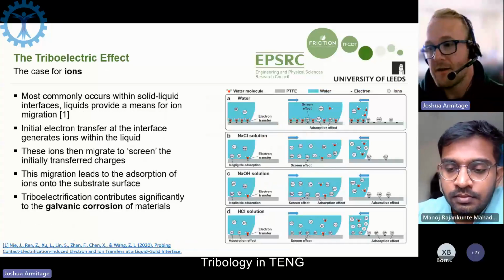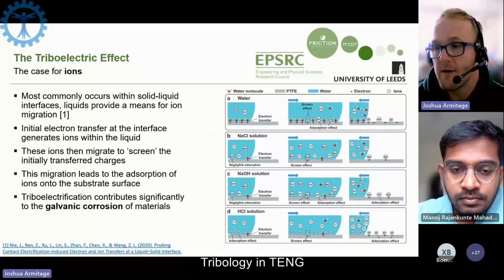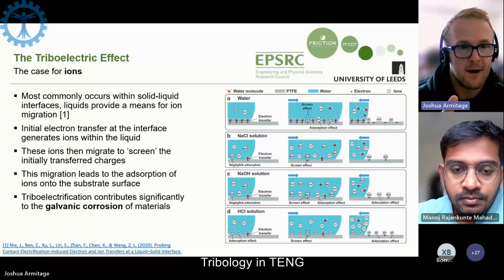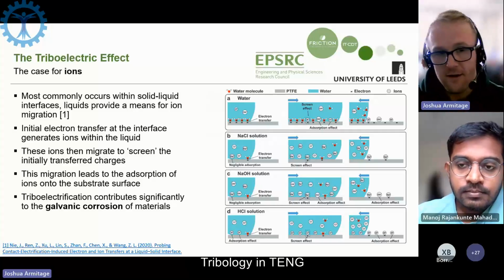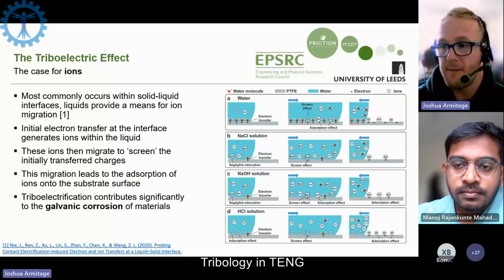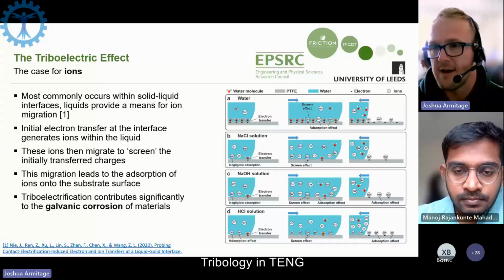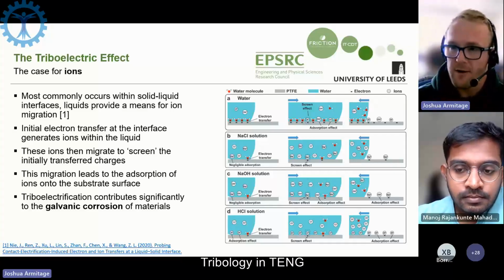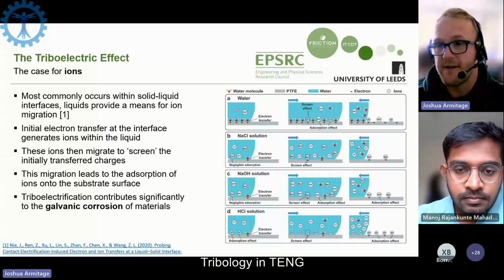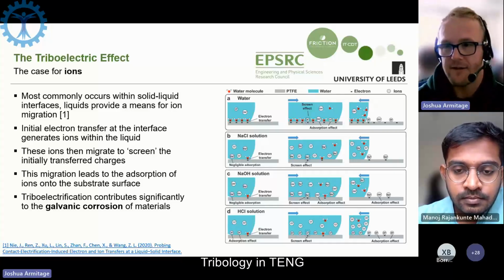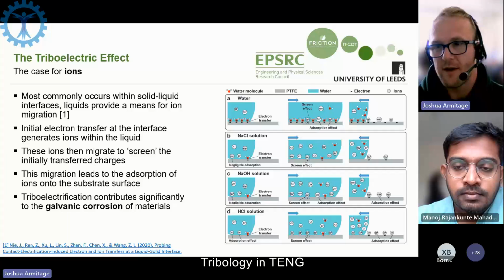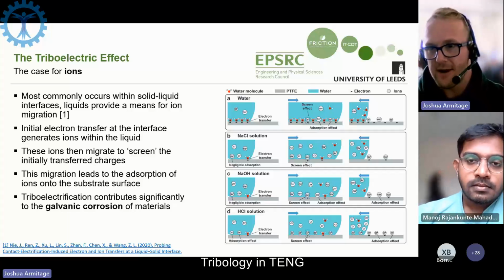In addition to electron transfer, when you have liquids involved, if you have a droplet of liquid being dropped onto a solid surface, you have electron transfer between molecules in the liquid and atoms on the solid surface. And obviously, because you have that mobility of atoms within the liquid, you have these newly created ions that have either donated or gained electrons. They then move to screen this generated charge on the solid surface. So what you get there is a deposition of ions on the solid surface as the liquid drop is moved away.